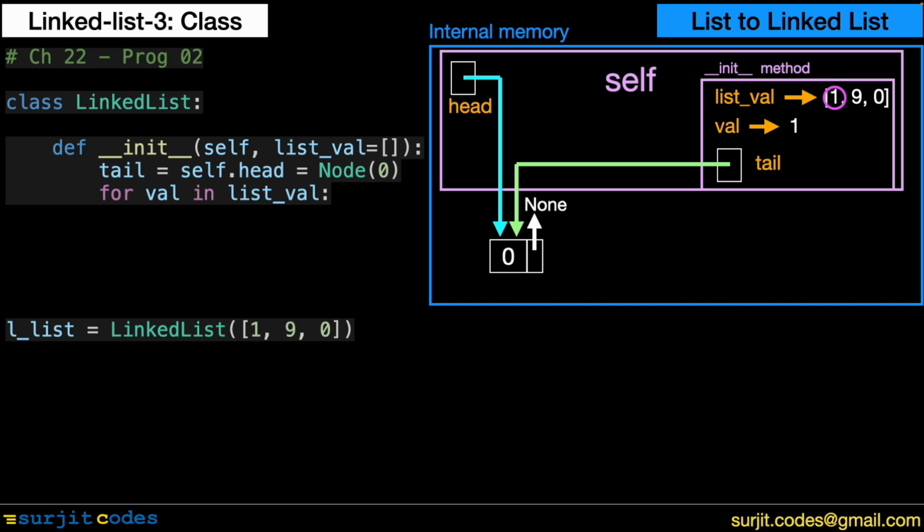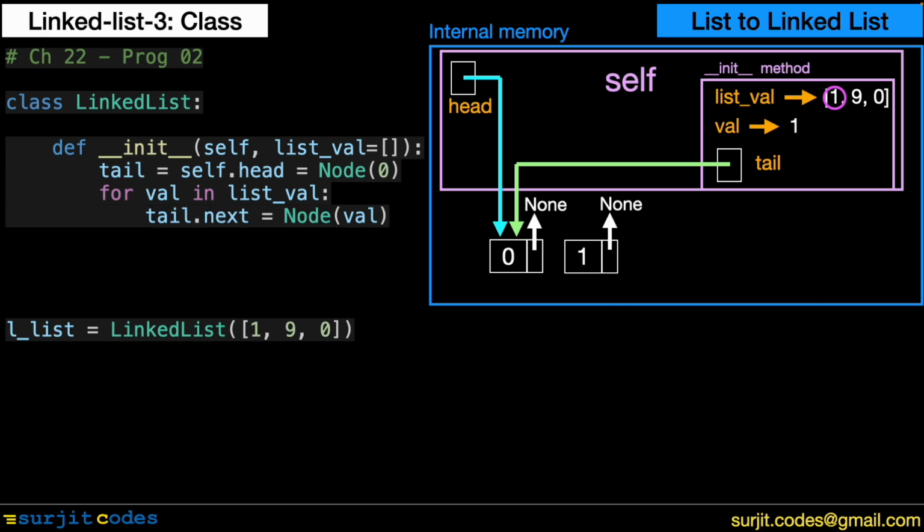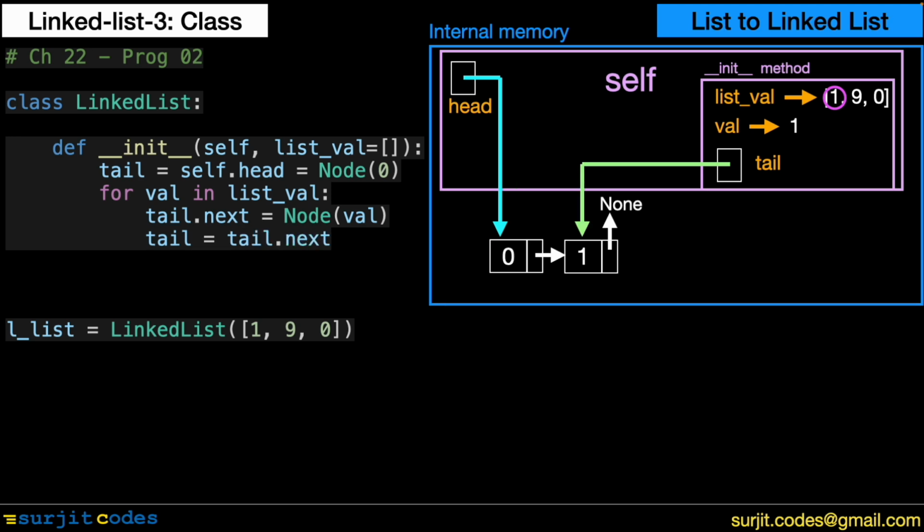In each iteration, we append val to the linked list. We create a new node with val as its data attribute and save its reference in tail.next. This links the two nodes. We then move tail to save the reference of the new node.